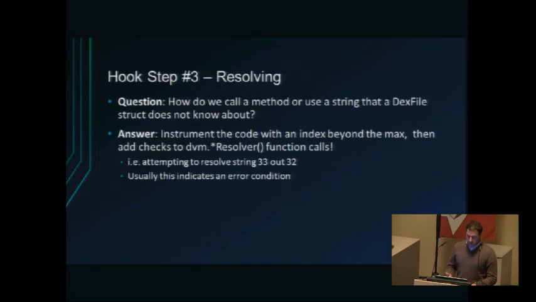We can set the method number to the max plus one, or any number, and just catch that in the resolver. Then we can call methods from other dex files, or methods that don't even exist, and we can define them whenever we'd like. So that's just the hooking at a high level. I will be putting some more detailed information on the website later, but from a high level, that's how that works.